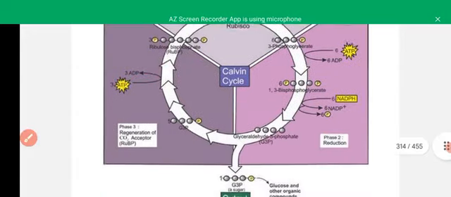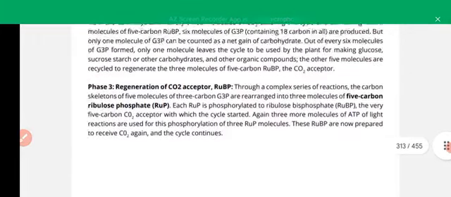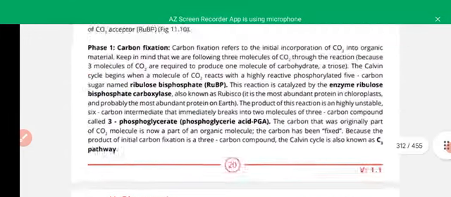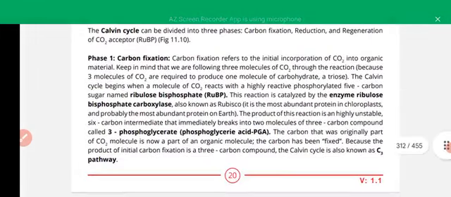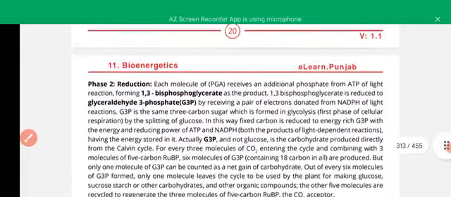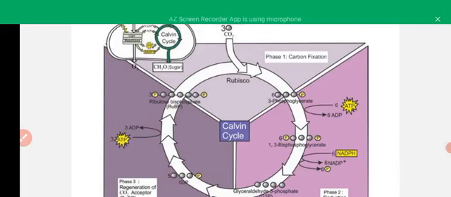Phosphoglyceric acid forms first, and then phosphoglycerate is formed. The reaction of ribulose bisphosphate is catalyzed by an enzyme, and the enzyme that catalyzes this reaction is called Rubisco. The product of the reaction is a highly unstable 6-carbon compound which splits into 2 molecules of 3-phosphoglycerate. 3-phosphoglycerate is the first product of the Calvin cycle, so it is also called the C3 pathway.